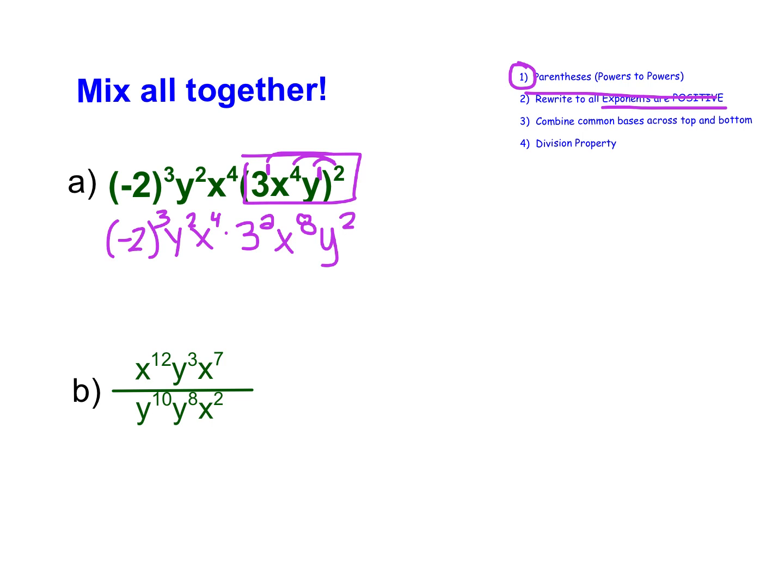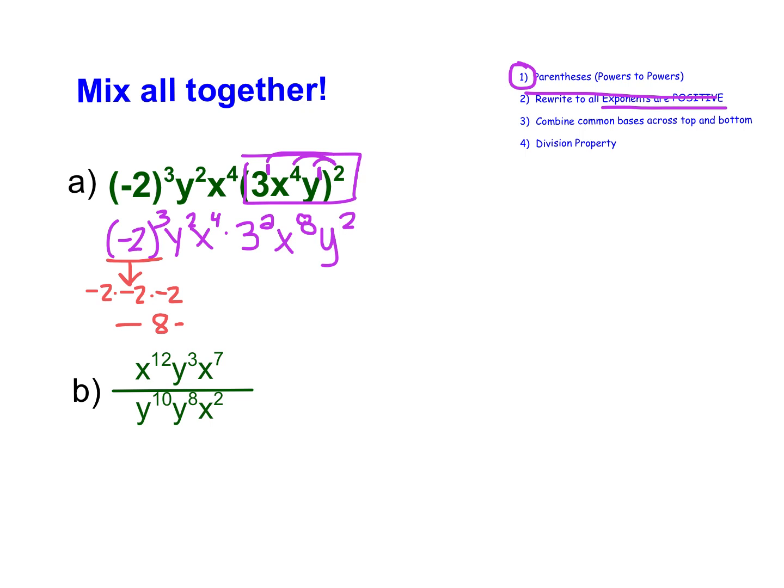So we can combine common bases across the top and across the bottom, but we're just going to combine them across the top. So here I'm going to start with negative 2 to the power of 3. There isn't anything else with a base of negative 2, but I'm going to evaluate this one because it's a number. So negative 2, if I use my parentheses on my calculator, to the power of 3, you can think of as even negative 2 times negative 2 times negative 2, which I know to be negative 8.